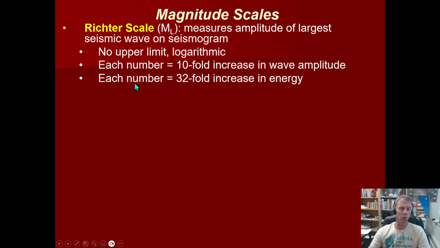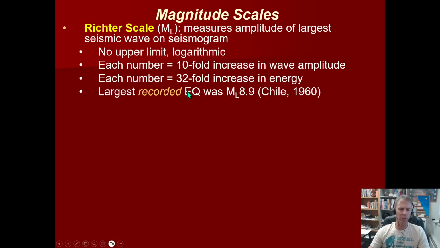If you assess the earthquake in terms of full energy, the energy released from that seismic event, it's actually a 32-fold increase from one number to the next. So a magnitude 6 is 32 times larger in terms of energy as compared to a magnitude 5.